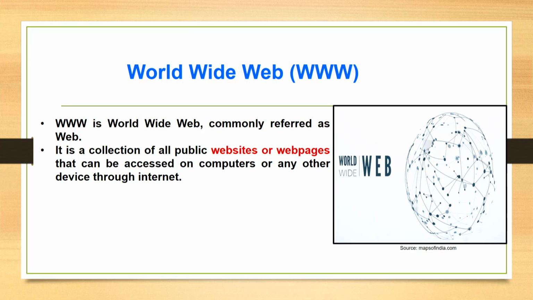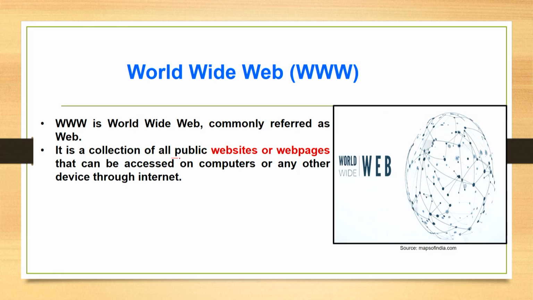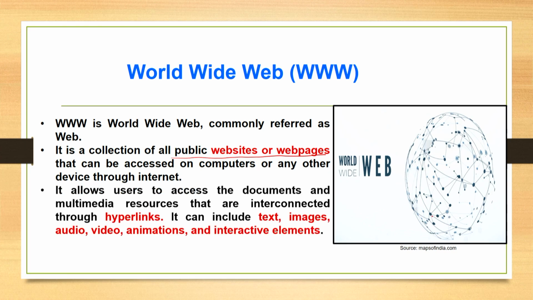What exactly is a WWW? WWW is commonly known as a World Wide Web. World Wide Web means what? It is a collection of all public websites or web pages that can be accessed on a computer or any device through internet. So from the figure you can see that this dot represents the connection between the different devices in a network, and WWW is nothing but the collection of public websites or web pages.